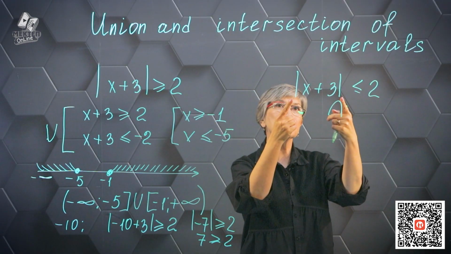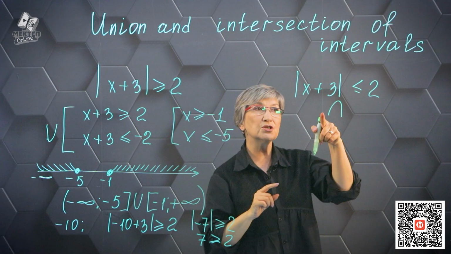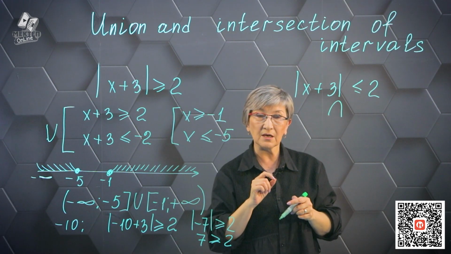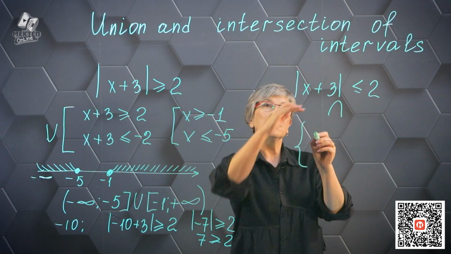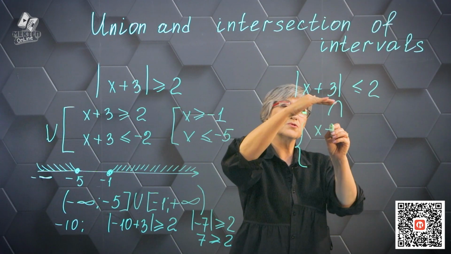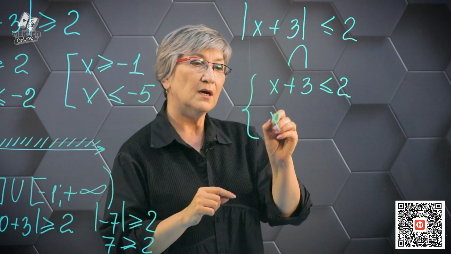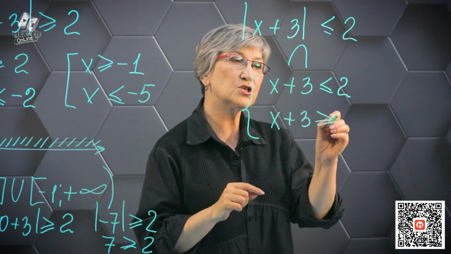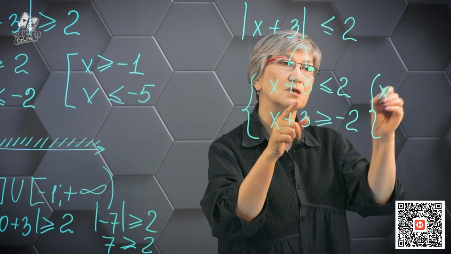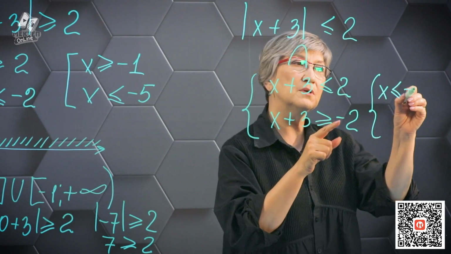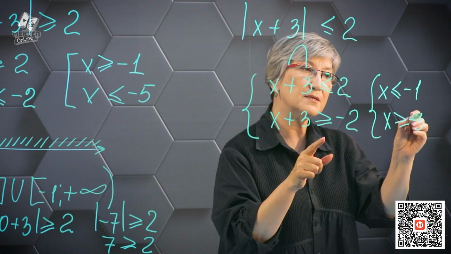But when we solve the inequality, the absolute value of x plus 3 less than or equal to 2, in this case, I write the intersection in the answer. And then I'm going to combine that into a system. As a result, I write x plus 3 will be less than or equal to 2. But at the same time, x plus 3 will be greater than or equal to minus 2. And then solving that system, I'll have x is less than or equal to minus 1. But in turn, x is greater than or equal to minus 5.